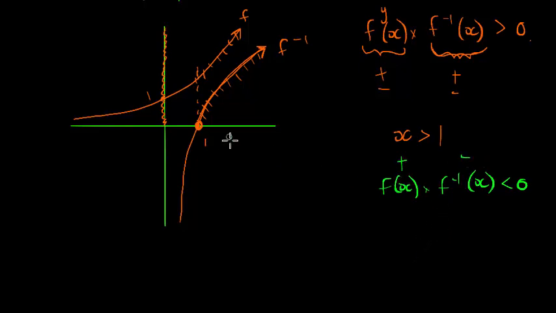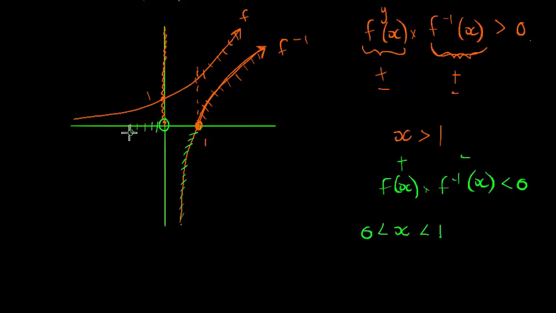Now, where is that true? Well, this one is always positive, so now we look at this one. Where is this one negative? This one is negative here, so between 0 and 1. So when is this true? When x is bigger than 0 and less than 1.